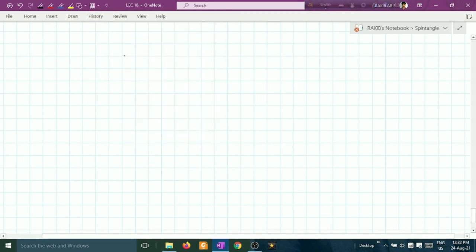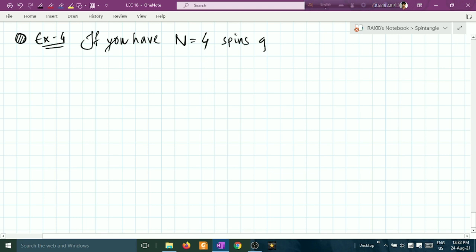Now I am moving to a very interesting problem, that is four spins. If there are 4 spins given, this is the most interesting case. Example 4. If you have n equals 4 spins given, therefore a system of 4 spins, the 4 spins can be arranged in a line. So what will be the line?